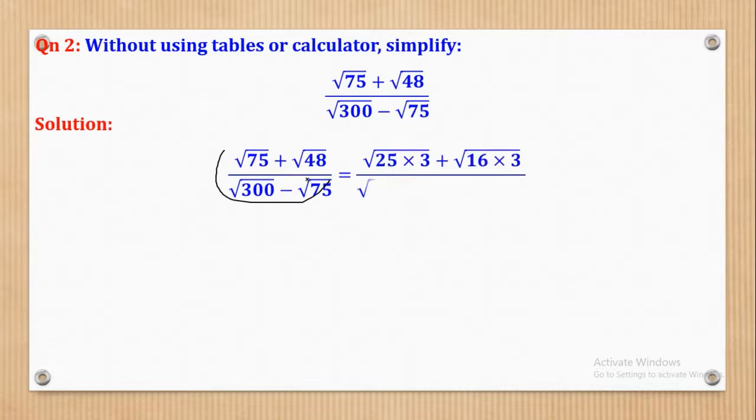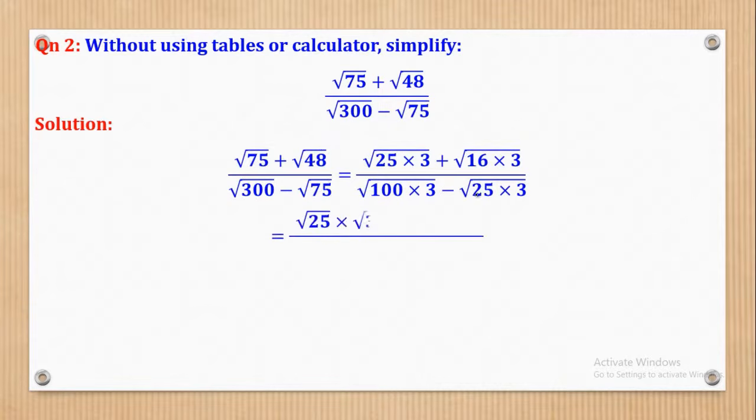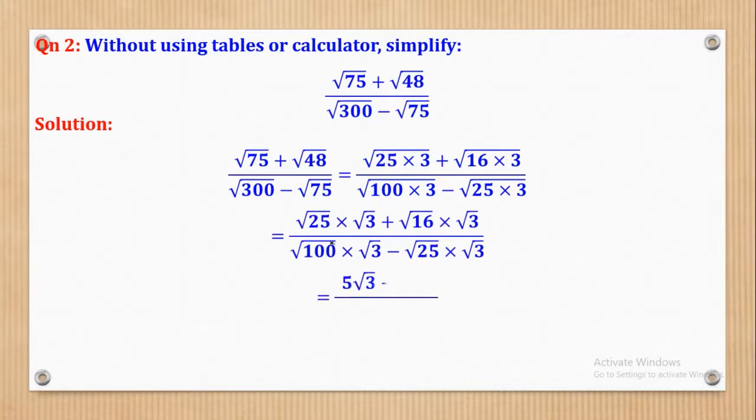So this is what is given, and this is the same as 25 times 3, this is the same as 16 times 3, this is the same as 100 times 3, this is the same as 25 times 3. So simplifying gives you that you can split the square roots, then this one gives you 5, this one gives you 4, this one gives you 10, this one gives you 5.